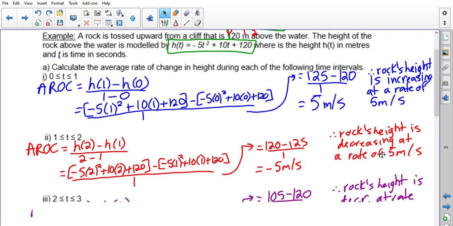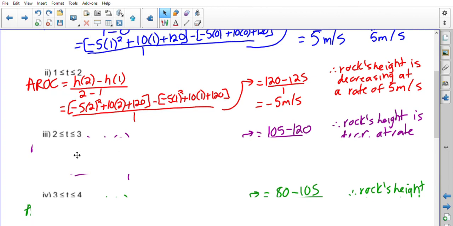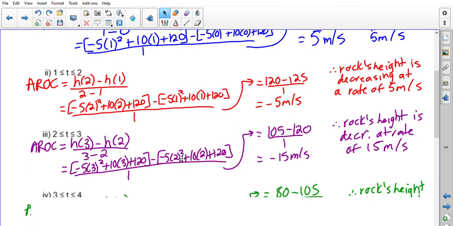You can even say at a rate, or you can say at a speed of, if you'd like, as well. 2 to 3 seconds. When we sub that in, h at 3 minus h at 2 over 3 minus 2, we get -15 meters per second. So now the rock's height is decreasing at a rate of 15 meters per second.